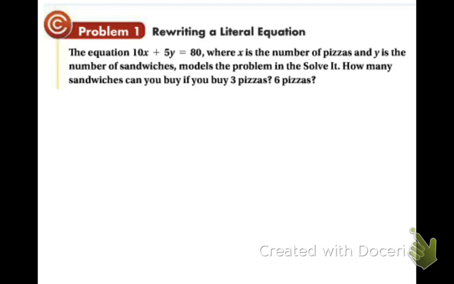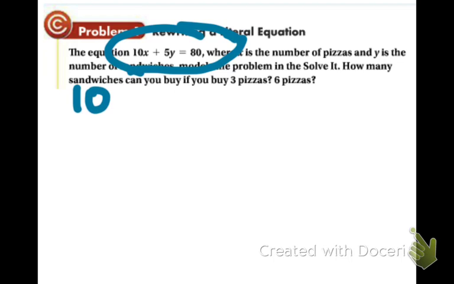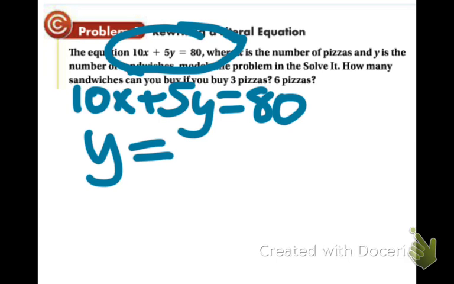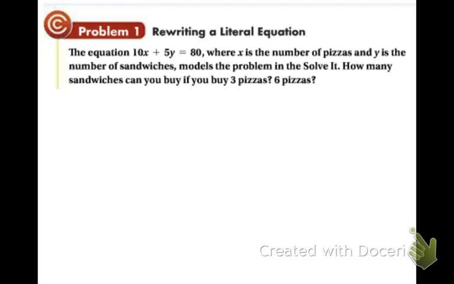So what they're saying is, hey, this problem right here, it's technically 10x plus 5y, right, is equal to 80. And they want x to represent pizzas, right? But then they want y to be the number of sandwiches. So what we're really doing is we're trying to figure out how many sandwiches there are. So we want y to be isolated. So I want something where it says y is equal to. So having said that, we need to isolate the y.